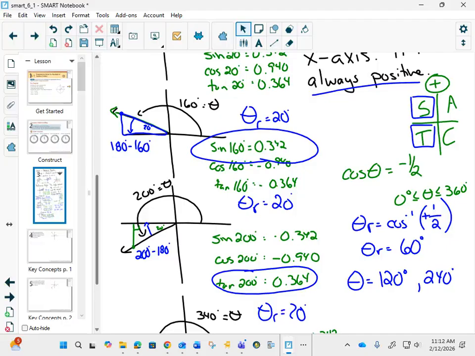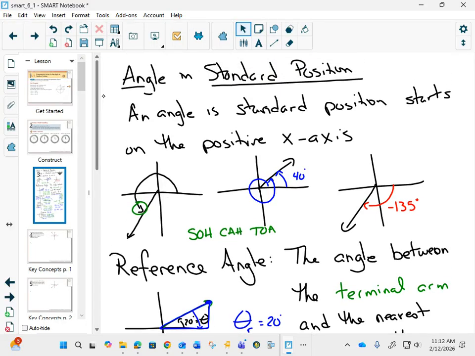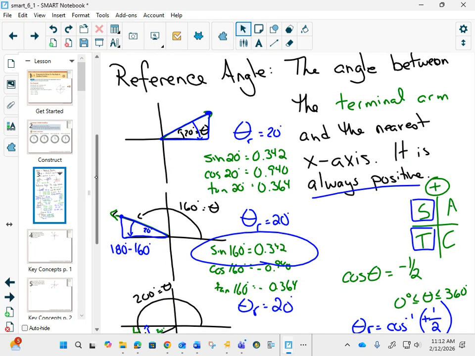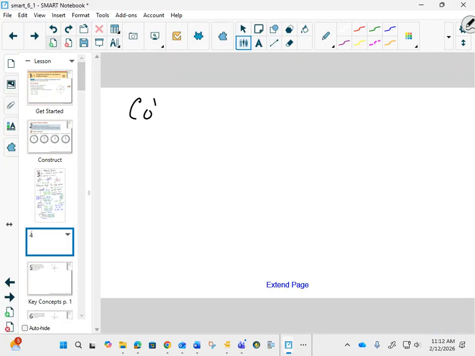Okay, that is our second definition. Yesterday we started with angles in standard position. Now we've talked about reference angles, and it is the angle between the terminal arm and the nearest x-axis, and we always label a reference angle as positive. And our third definition that we're going to look at are coterminal angles, and this is actually an easy definition if you know how the English language works.